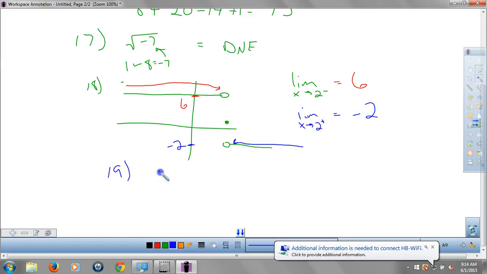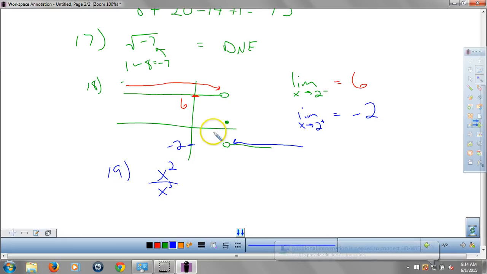Alright, whenever you're doing these ones, you look at your exponents of highest power. Your bottom exponent's bigger than your top, so it's going to get bigger faster. So your limit as that approaches infinity is 0.